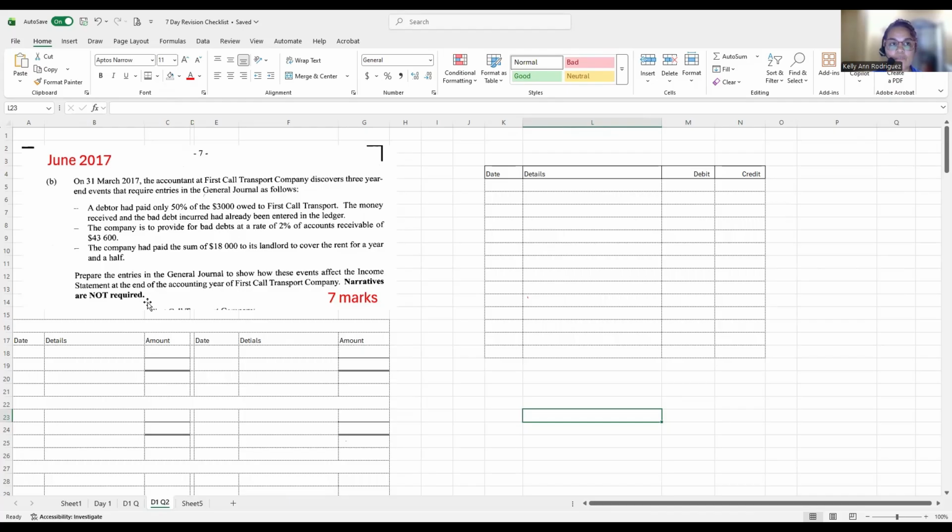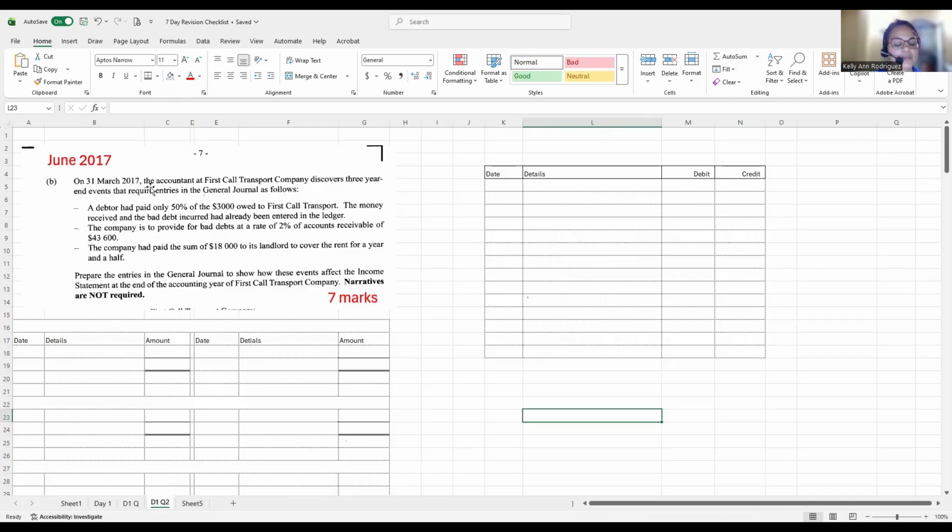So do not confuse yourself with anything else within those transactions. When you read it, don't try to be complicated. Just simply pull out the information as to what is going to affect your income statement and how to post your journal entry. At the end of the accounting year, First Call Transport Company, narratives are not even required. So let's look at it.